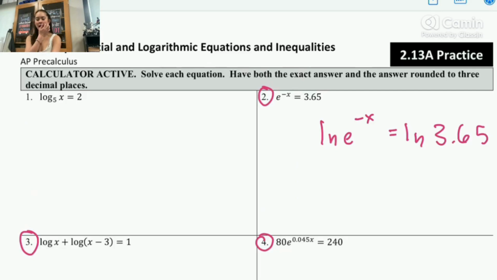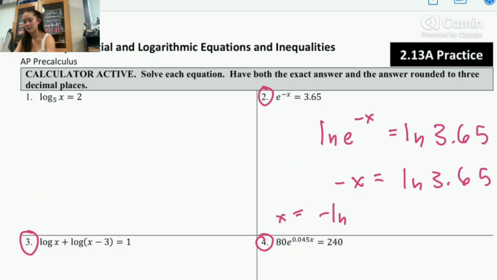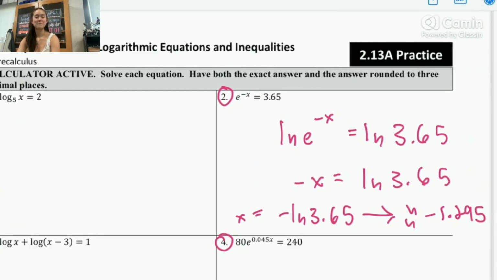And then when you have that, the e and the ln will just cross out because they're complete opposites. So it'll just be negative x equals ln 3.65. And then you'll bring the negative, or the -1, to the other side. So it'll just be x equals negative ln 3.65. And that is about, if you plug it into your calculator, negative 1.295. Perfect. If you can see that now.